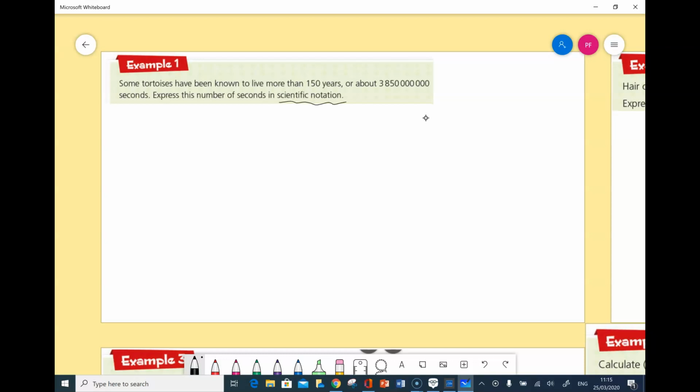So what's scientific notation? You might have seen numbers written like this before, 1.5 by 10 to the power of 7. That's referred to as scientific notation. It's a way of writing really, really big numbers or really, really small numbers in a much shorter way. So for example, here I have 3,850,000,000 seconds, but I want to write it in scientific notation.